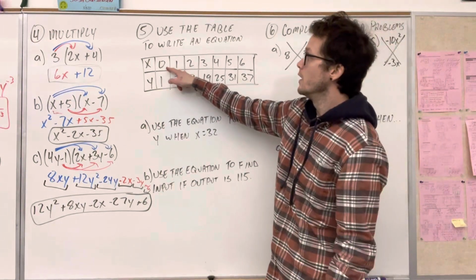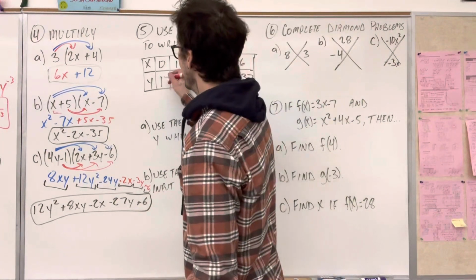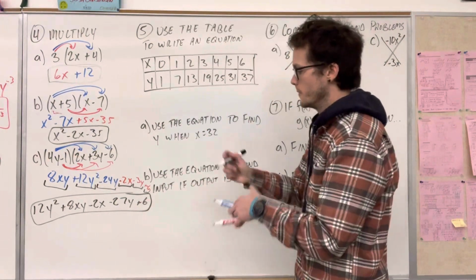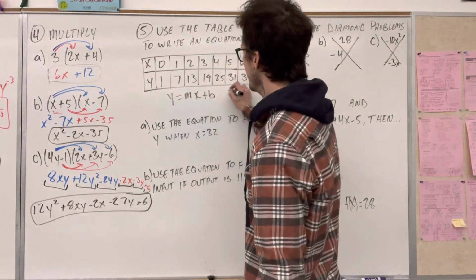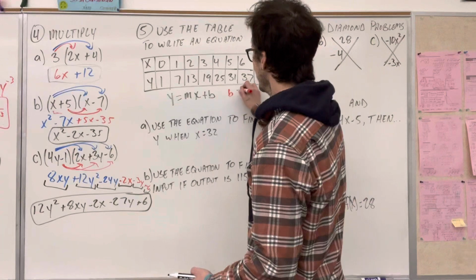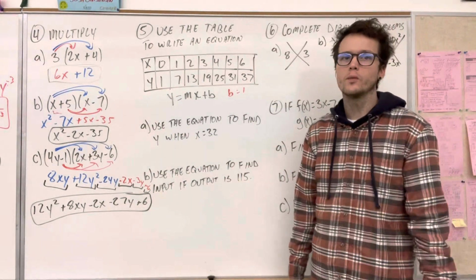So if x is 0, then y is 1. That's what this is telling us. So our b value is this 1 right here. So when our y equals mx plus b, our b equals 1, still have to do a little bit of work to find our m, however. That's our rate of change.